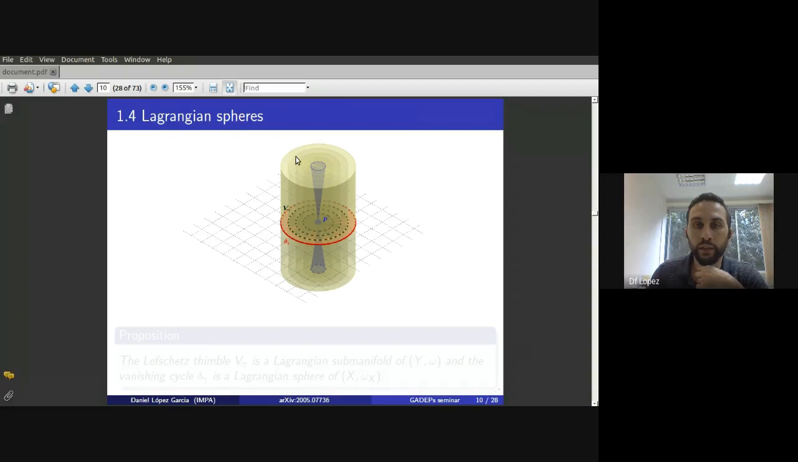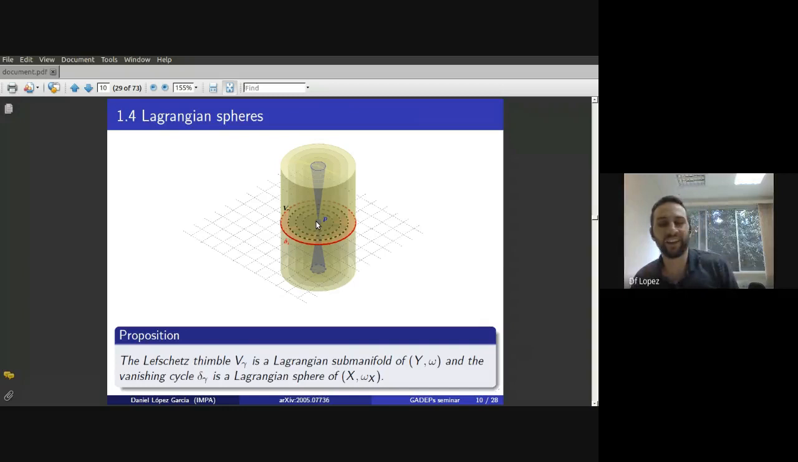In yellow, these cylinders are the regular fibers. For example, this cylinder here is the pre-image of gamma(0), and in blue is the critical fiber with critical point P. And the Lefschetz thimble is just the union of these circles here, which are converging to this critical point. And the vanishing cycle is this boundary in red. Is the idea clear? Okay, it is. Okay, thank you.